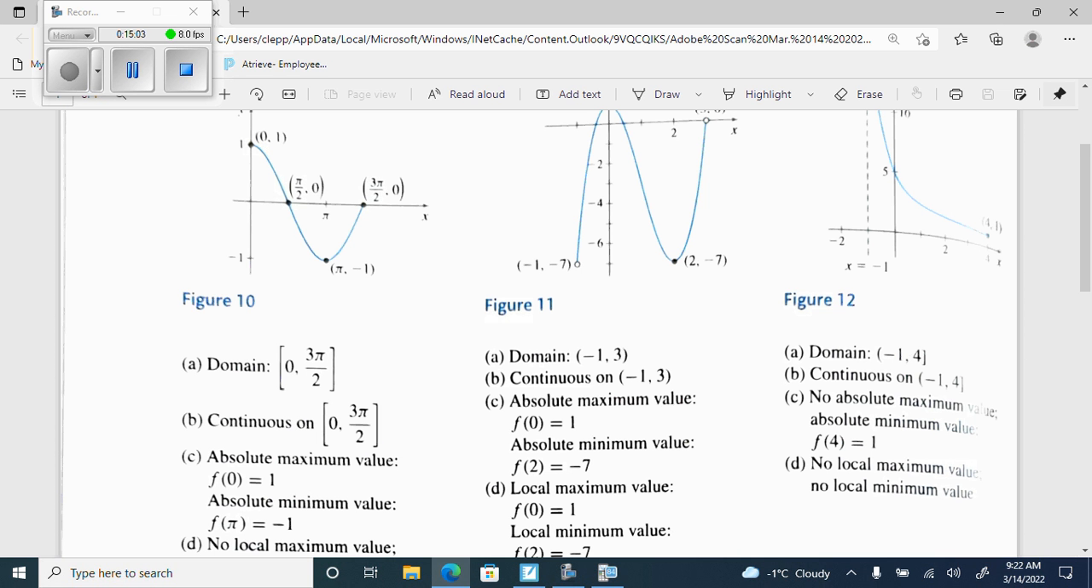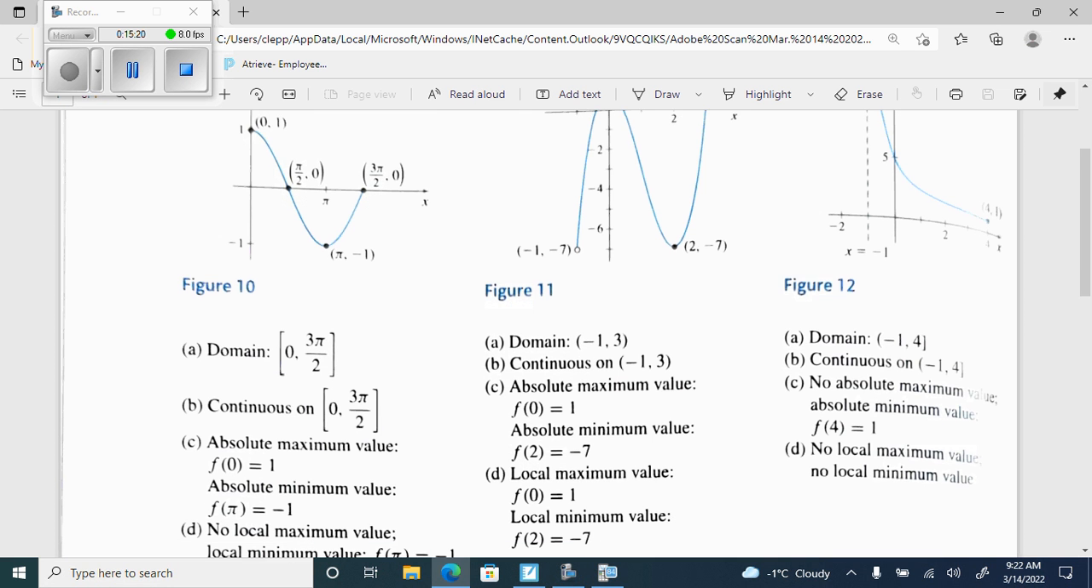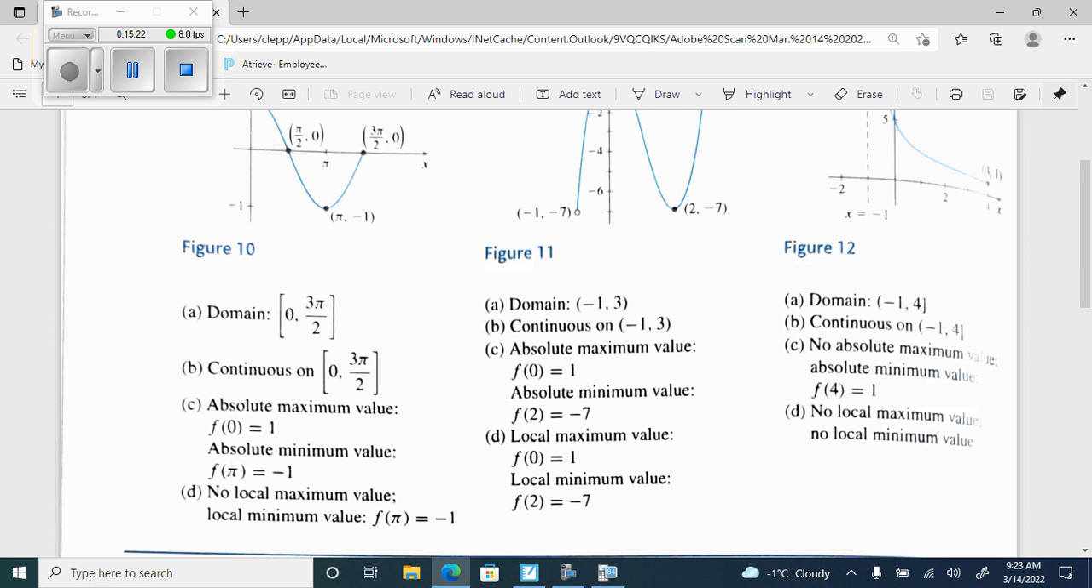Okay? So for example, this one has an absolute maximum at 0, 1, and it has an absolute minimum at pi and negative a half, and this here is just an endpoint. It's neither a max nor a min, it's just floating on the inside. Okay? And there's no local max or mins here. Now, something to note, you can have a local max or a min if it's not an endpoint.